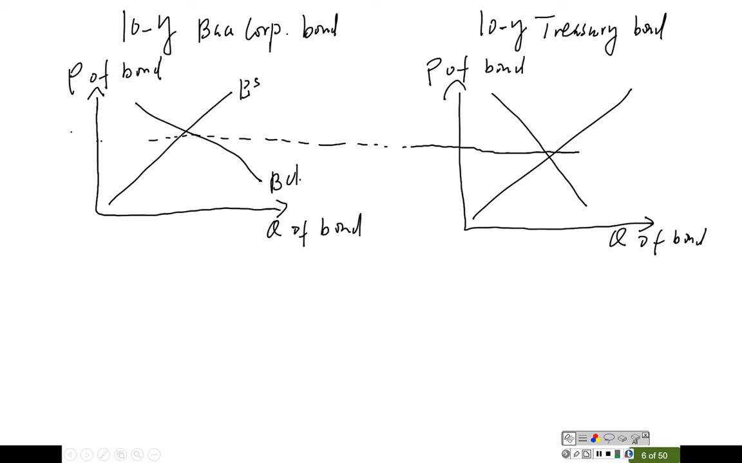Assuming the initial price of the corporate bond and the initial price of the treasury bond are on the same level, which means initially both bonds have the same level of interest rate. But investors will find out the BAA corporate bond actually has a higher default risk.